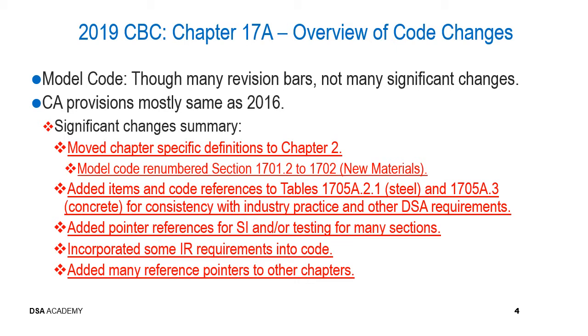There's also a lot of reference pointers to other chapters. The goal is to have a lot of the items, or the majority of the items, in Chapter 17A in the next code cycle, and then those testing and inspection requirements will be referenced from the material chapters where they occur.